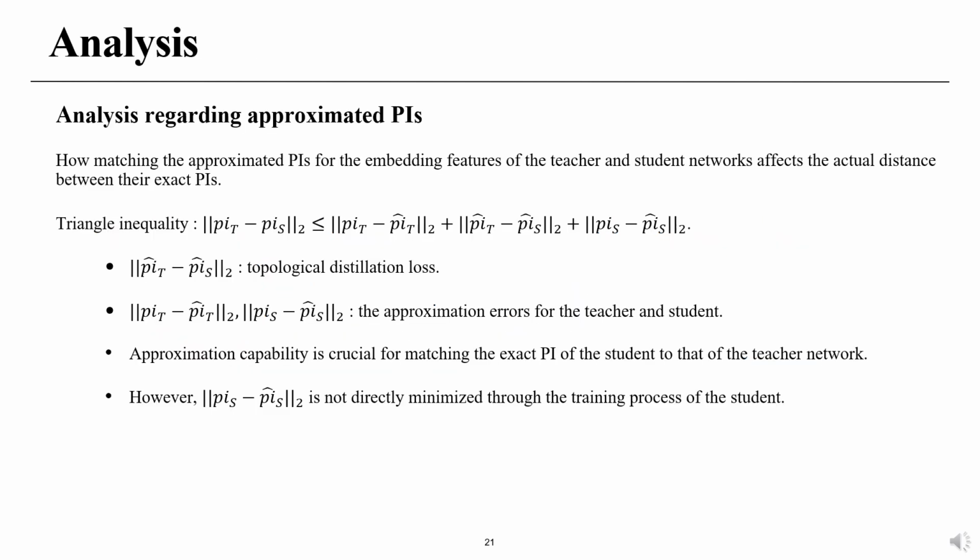To verify the topology distillation loss, we demonstrate how matching the approximated persistence images for the embedding features of the teacher and student networks affects the actual distance between their exact persistence images. In the upper bound, the second term represents the topological distillation loss, and the first and last terms on the right-hand side represent the approximation errors for the teacher and the student, respectively. Thus, the approximation capability is crucial for matching the exact PI of the student to that of the teacher network. However, the last term is not directly minimized throughout the training process of the student.